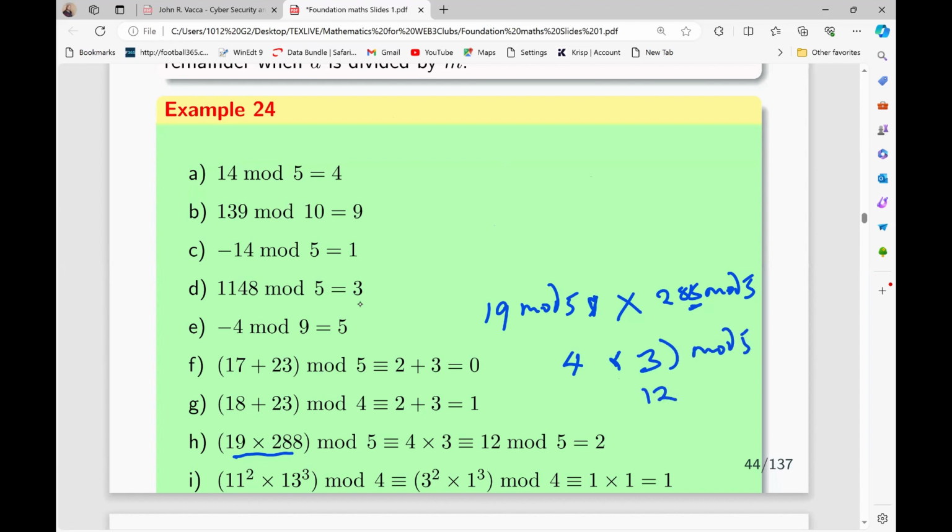This is 12 mod 5, which is bigger than 5. So divide by 5, the remainder is 2. So in fact, this is a smaller number. If you are to multiply this number and then divide by 5, you would get the remainder to be 2.